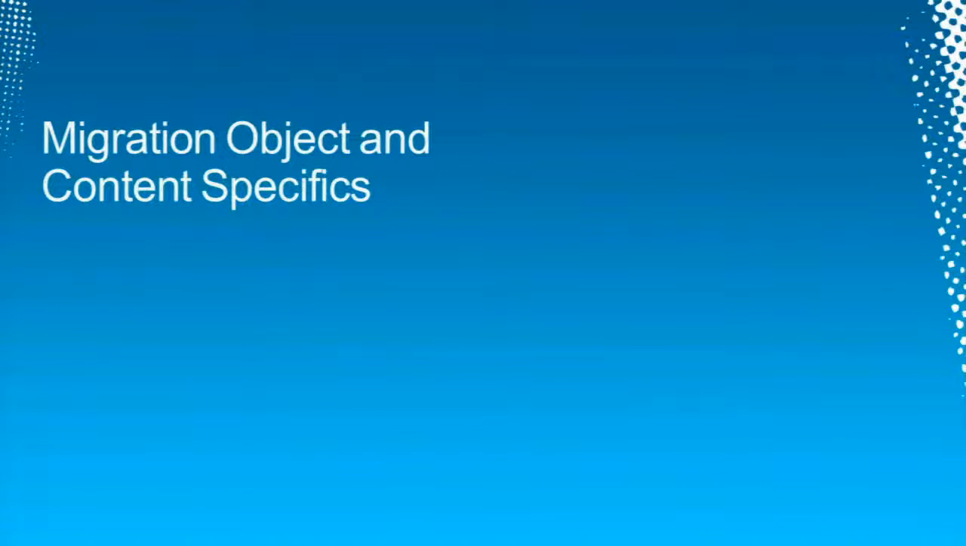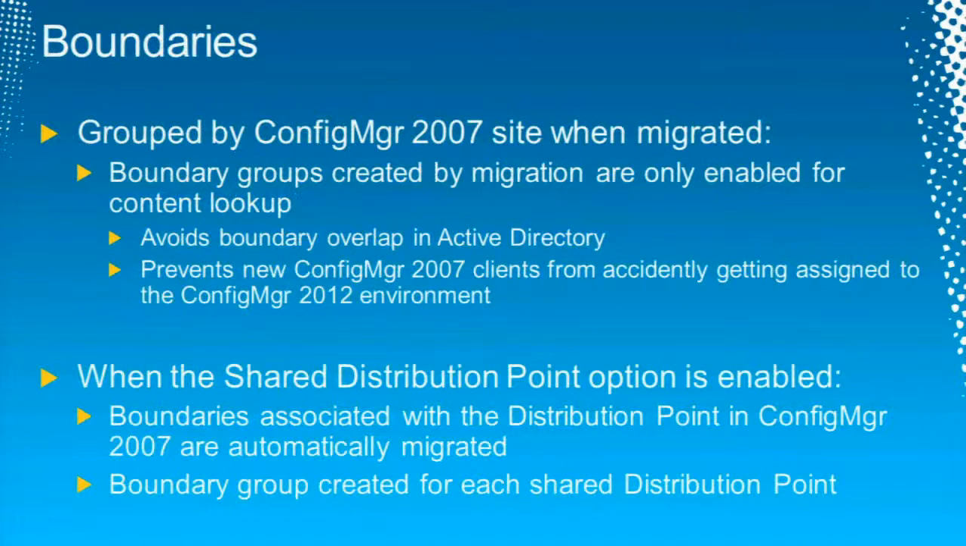Okay, so some specifics on your object migration for you. Some caveats. Boundaries. Some of the objects don't migrate over with the collection migration, such as boundaries. Boundaries aren't really tied to collections where an advertisement is or a DCM baseline assignment is. So some of those you go with the object by type migration. Boundaries is one of those.